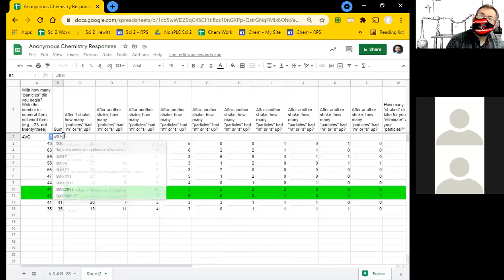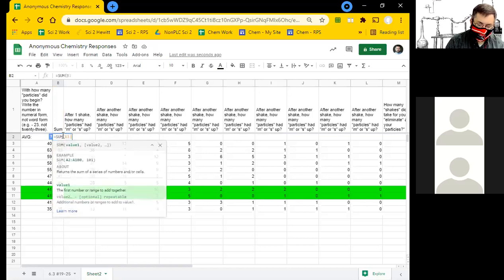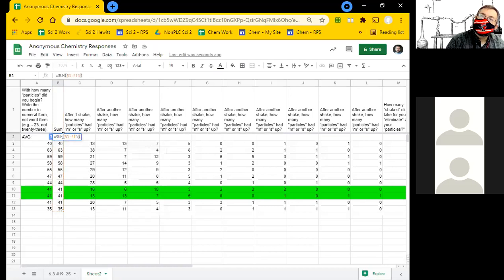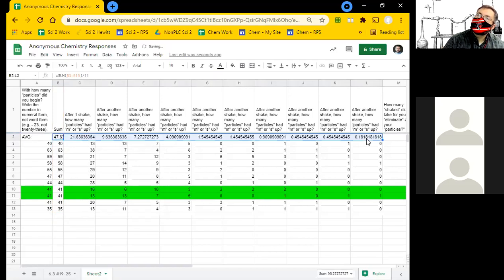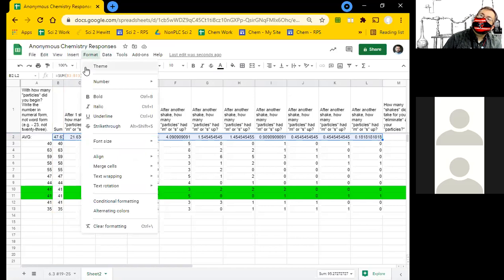Sum of B3 to B13 divided by, how many would that be? 11? 3, 4, 5, 6, 7, 8, 9, 10, 11. Okay. 11 samples. That should be good. All right. And then we'll drag that instruction all the way across here. I know it's kind of ugly with the decimal points, but then I'm going to take that and go ahead and insert a graph with just that.